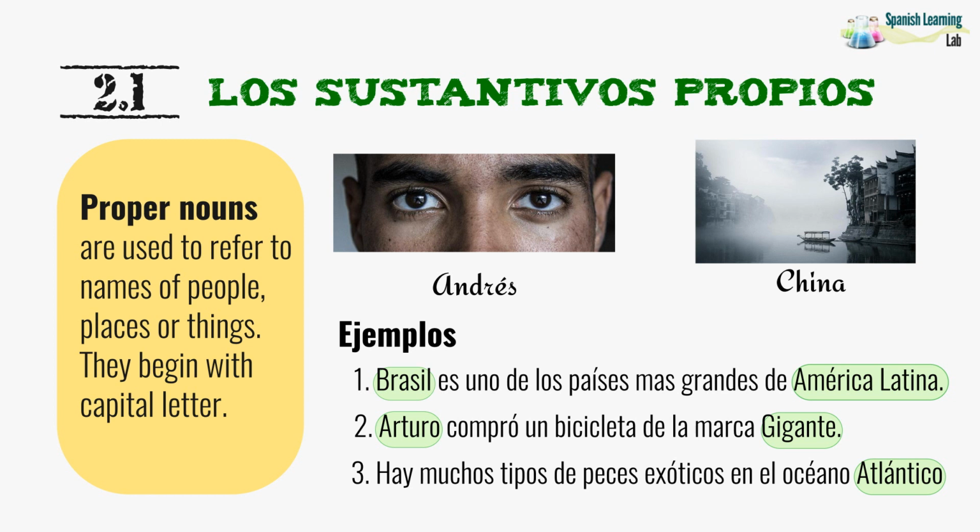Brasil es uno de los países más grandes de América Latina. Arturo compró una bicicleta de la marca Gigante. Hay muchos tipos de peces exóticos en el Océano Atlántico. The words in green boxes are proper nouns, in this case names of countries, regions, and people. Notice that no matter where the proper noun appears in the sentence, it will always be written with a capital letter at the beginning.